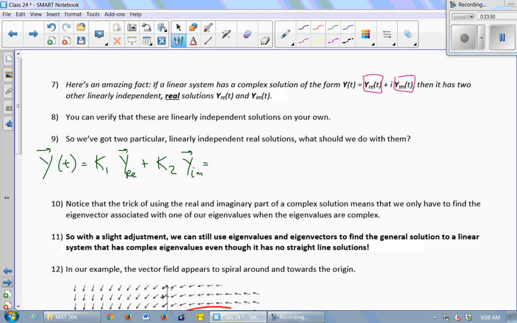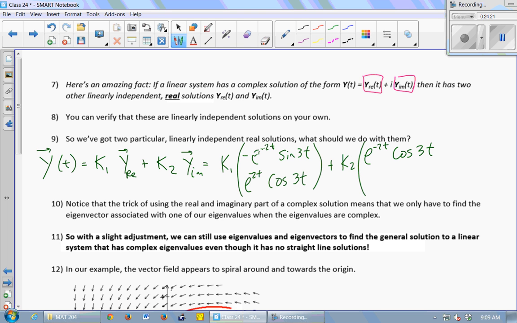So in our case, we've got k1 times the real part of our solution, which was negative e to the negative 2t sine 3t, e to the negative 2t cosine 3t. That's the real part. And then I'm going to have plus k2 times the imaginary part where we just drop the i. The i is gone. That's what makes this so miraculous. Cosine 3t, e to the negative 2t sine 3t. That's the general solution to the system.